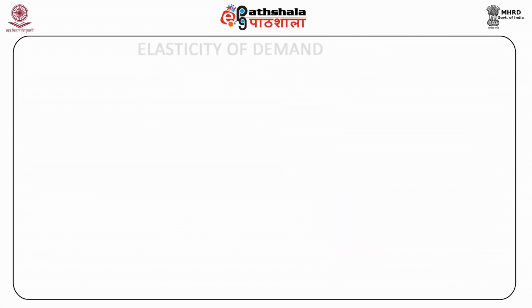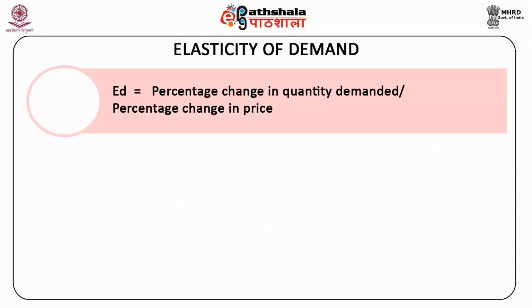Price elasticity of demand is defined as the percentage change in the quantity demanded divided by the percentage change in the price of the commodity. Algebraically, ED = percentage change in quantity demanded divided by percentage change in price.